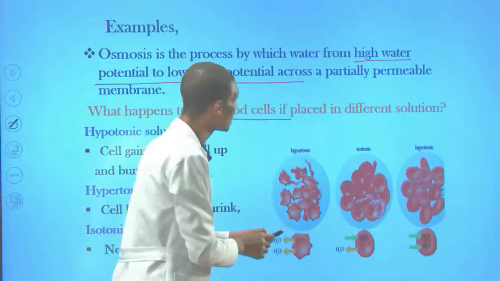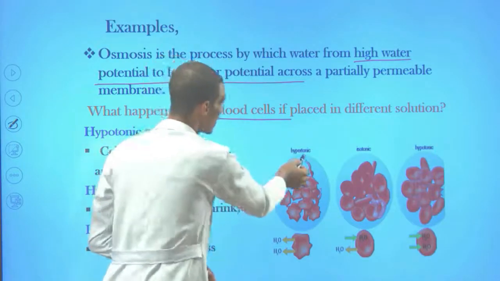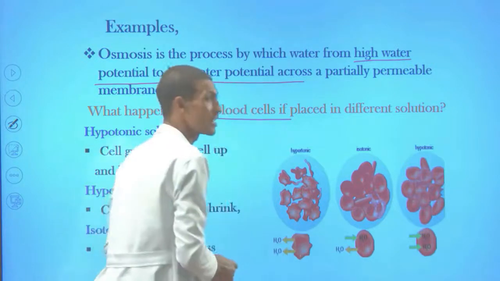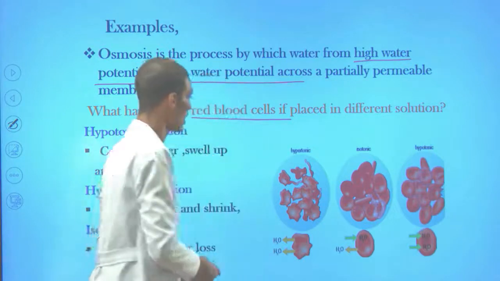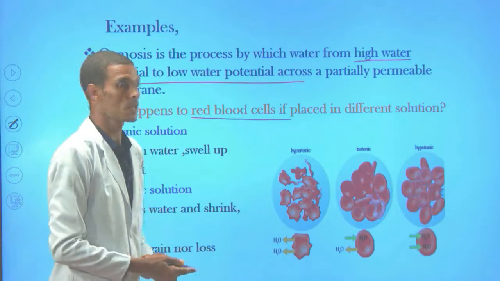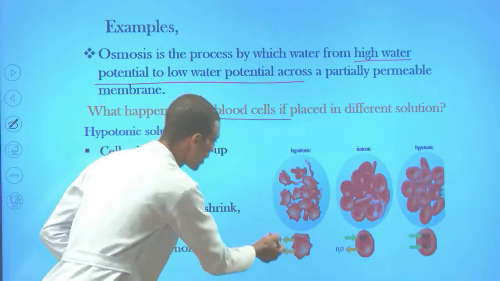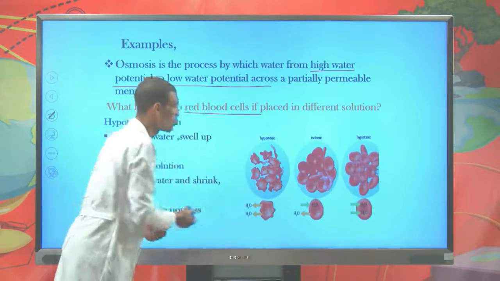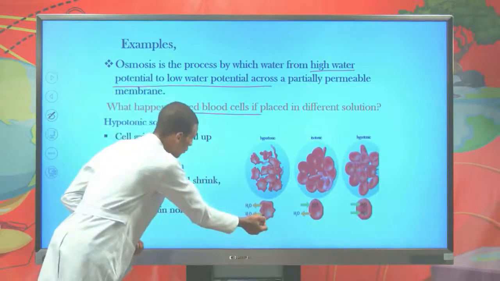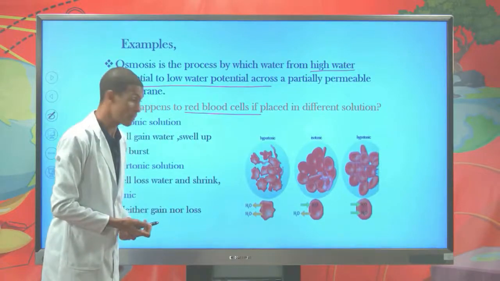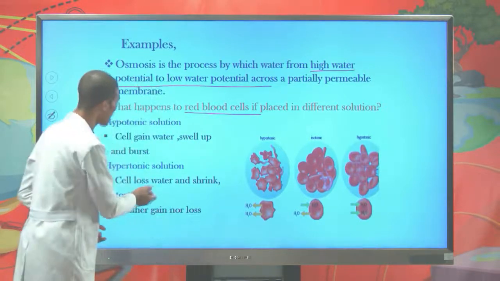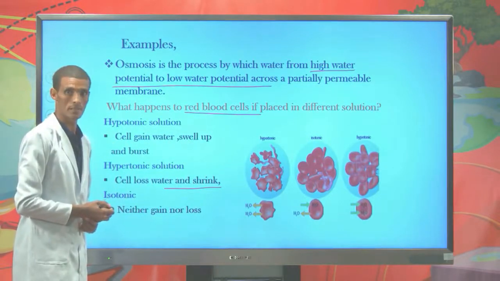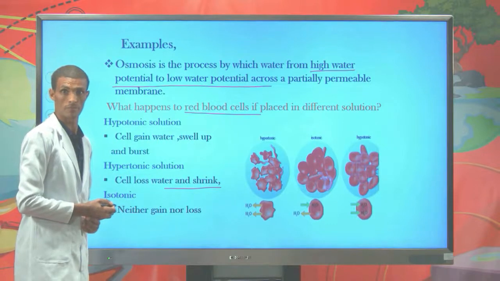If you place this animal cell, a red blood cell, in a hypertonic solution, the water that is found in the cell is higher than the water that is found in the environment. So water prefers to move outside of the cell. Because of this, the size of the vacuole is reduced, the size of the cytoplasm that contains water is reduced, and the cell shrinks. Shrinkage of the cell takes place here, which we call crenation.